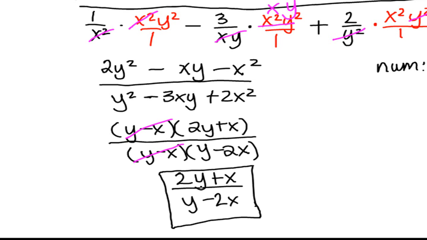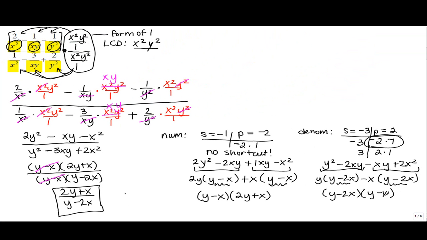I'm hoping those 2's aren't calling your name, because I would have to be able to factor a 2 out of the whole numerator and out of the whole denominator and then be able to reduce. So I cannot reduce any further. And that's my final solution for this problem.